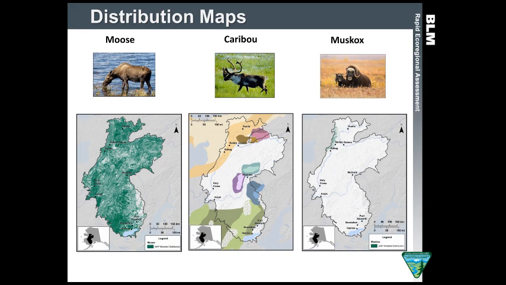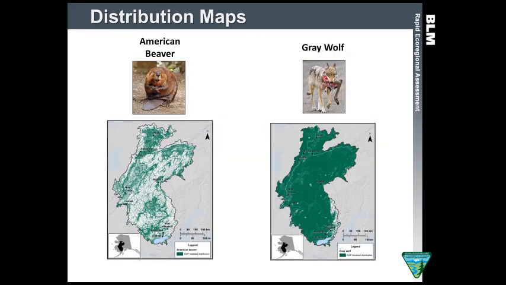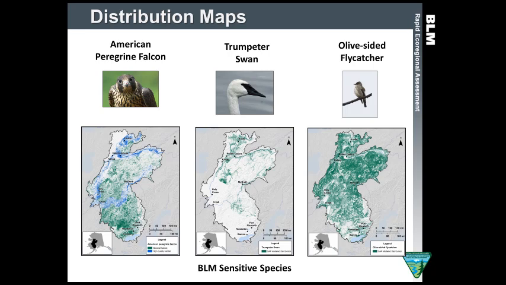But part of our results were to develop distribution maps for each of the specific CEs. And so we did for moose, caribou, and muskox. What's interesting about muskox is we know that their range is just starting to extend into the northern part of the REA, so you can barely see their distribution map here, but this is where they mapped out and where we also have data to support their movement into the REA. American beaver, gray wolf, and then American peregrine falcon, trumpeter swan, and olive-sided flycatcher.